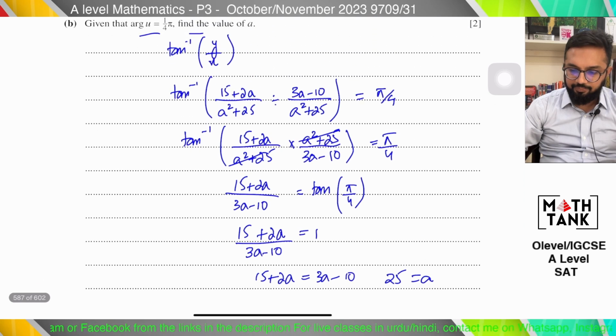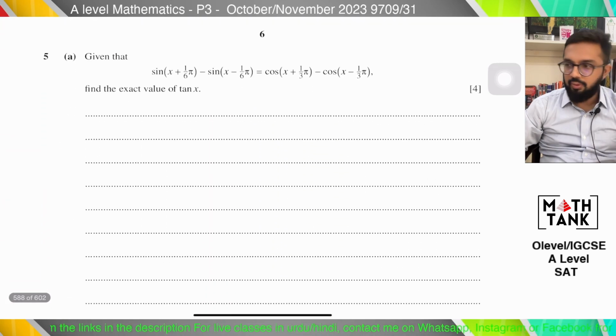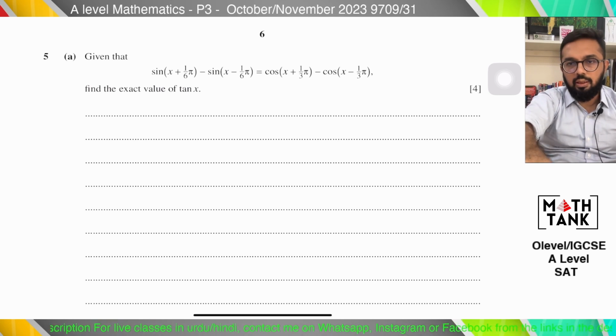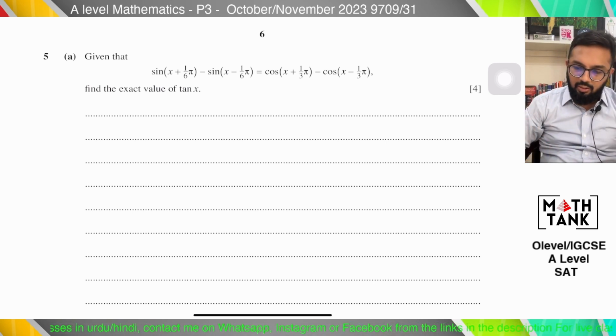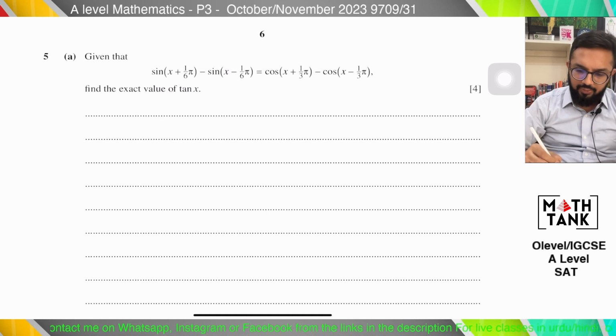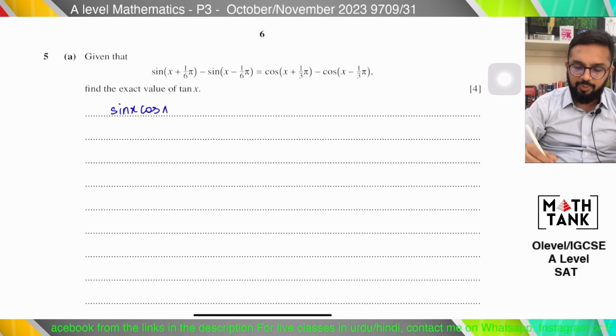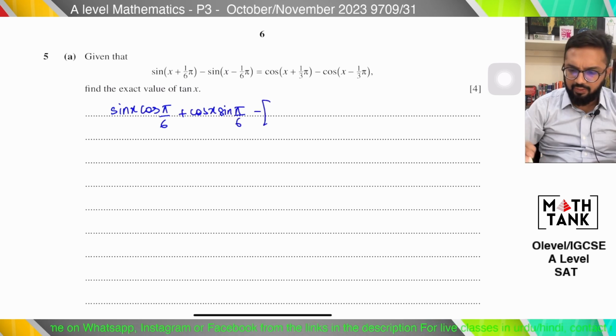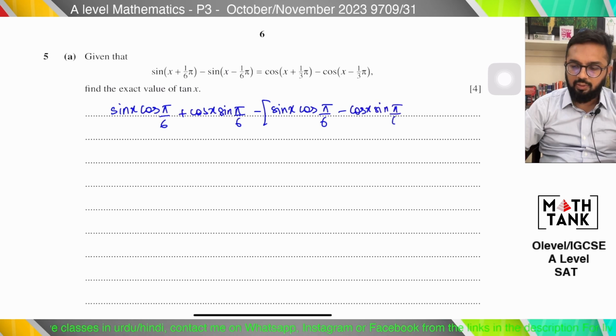Okay. Moving on to the next one. It says sine x. There's lots of compound angles, so let's start simplifying. So this is sine x cos pi over 6 plus cos x sine pi over 6 minus... so let's first look at the left hand side because the right hand side is even more complicated. Sine x cos pi over 6 minus cos x sine pi over 6.